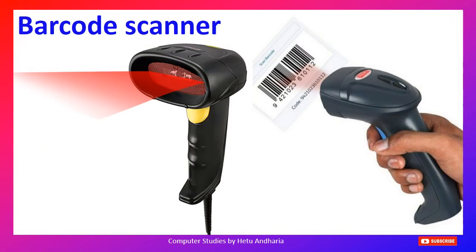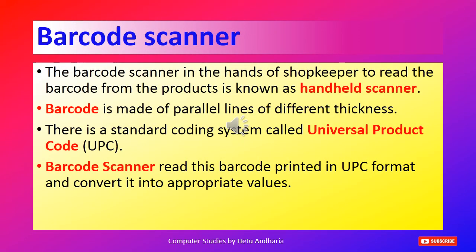The next input device is the barcode scanner. Here you can see the photographs of a barcode scanner. You may have seen this type of barcode scanner whenever you go to purchase anything from the supermarket. Then the storekeeper scans the barcode printed on the products, and according to that the bill is generated and his stock is updated. Now, do you know what this barcode is, what is the use of a barcode scanner, and how does it work? I will explain.